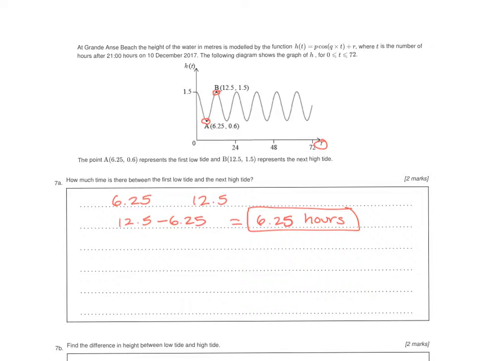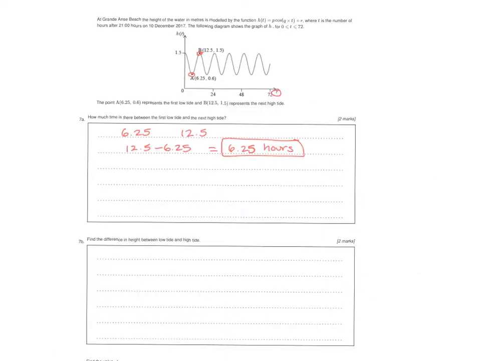6.25 hours. Then it asks us to find the difference in height between the low tide and the high tide. So that's the y values that we're looking at. So the high tide is at 1.5 and the low tide is at 0.6. So that gives us 0.9 meters. Oh, I definitely did not mean to press that. Okay, 0.9 meters is the difference.